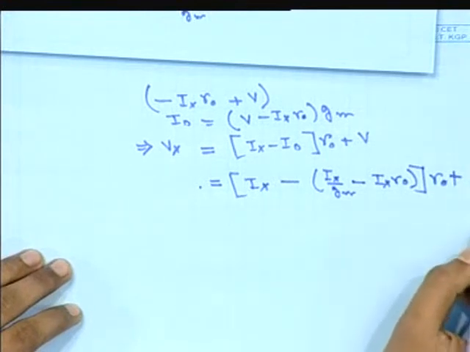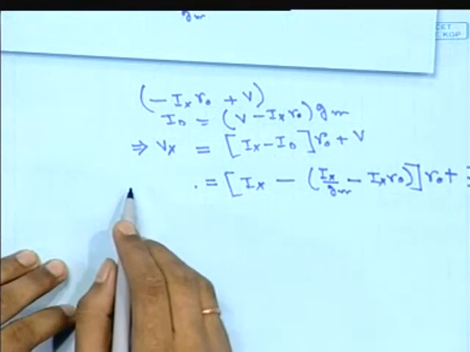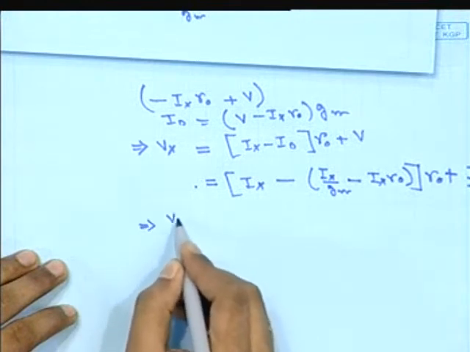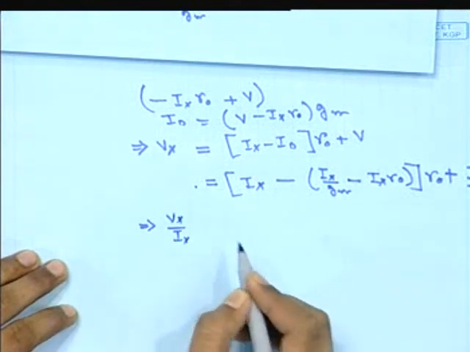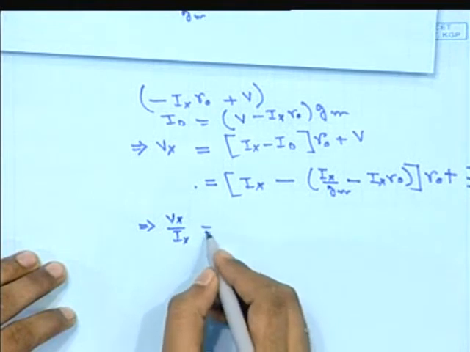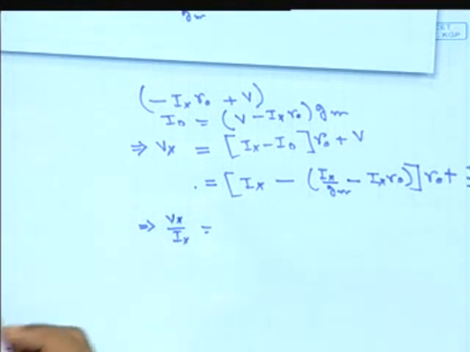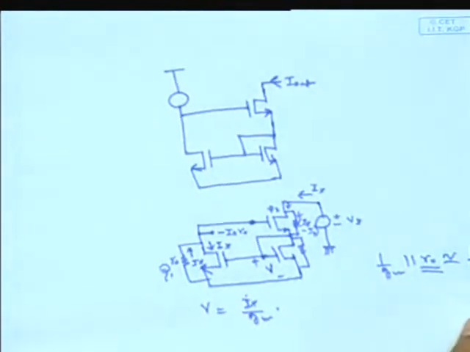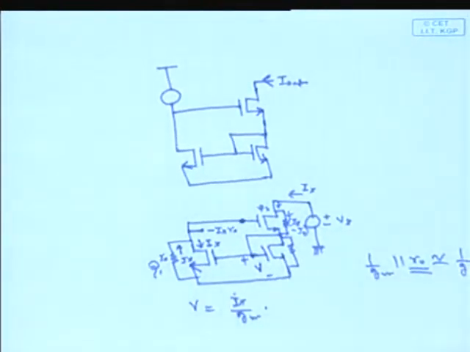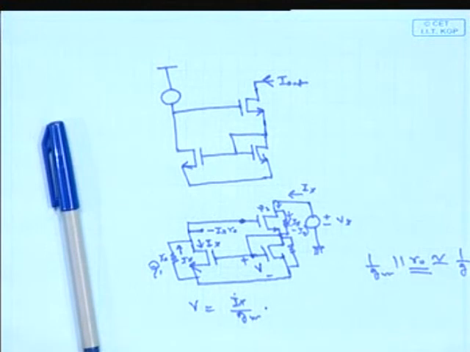So there is a clear relationship between the Vx and Ix. From that we can easily find the ratio of Vx by Ix, and from that we can easily find the output resistance of this Wilson current mirror. This is another view of how we can analyze the output resistance, though we are not using the small signal model of the MOS.